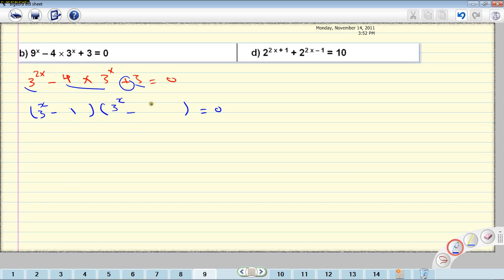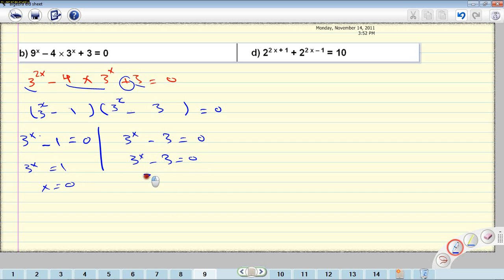And the factorizing of 3 is 1 by 3. So I'm going to write here 1, and here 3. If you want to check your answer, you can check the middle term. Now 3 to the power of x minus 1 equals 0, and 3 to the power of x minus 3 equals 0, because we have 2 brackets multiplied by each other equals 0, so this one is 0 or this one is 0. So 3 to the power of x equals 1, so x equals 0. And here 3 to the power of x minus 3 equals 0, which means that 3 to the power of x equals 3, so x equals 1. The solution set is 0 and 1.